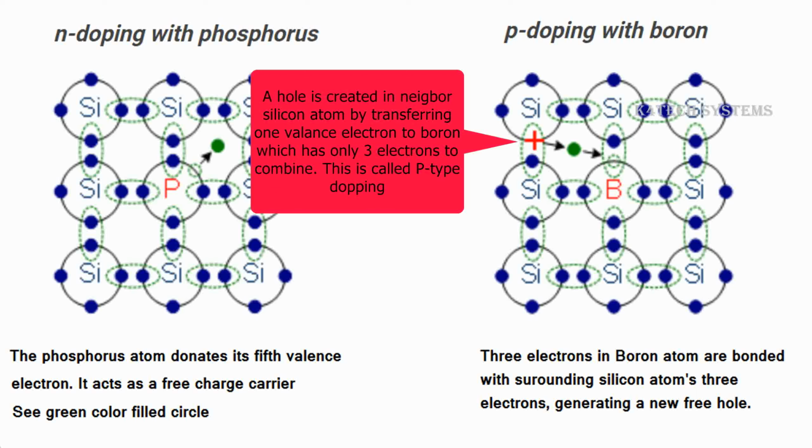In p-type semiconductors, the number of holes is more than electrons. In p-type semiconductors, holes are the major charge carriers and electrons are minor charge carriers. In n-type semiconductors, electrons are the major charge carriers and holes are minor charge carriers.